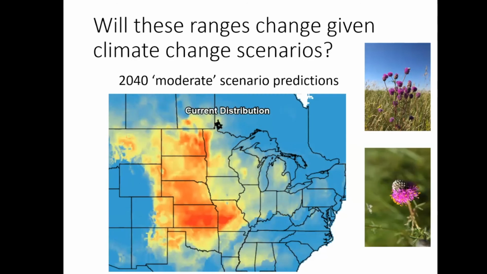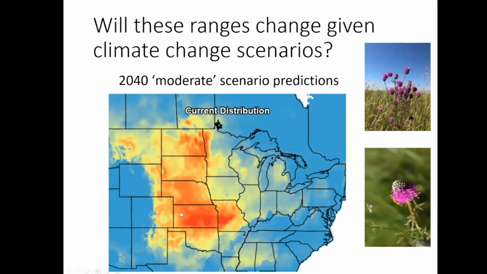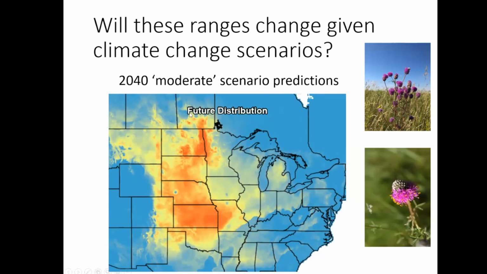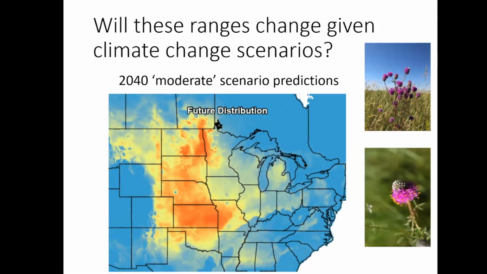And we can clearly see that, especially in some of our edge regions and that area of really high habitat suitability, we're decreasing in habitat. And we're gaining some in the north as well a little bit. But the main point here is that, yes, these ranges will change with climate change, even in just a moderate scenario.